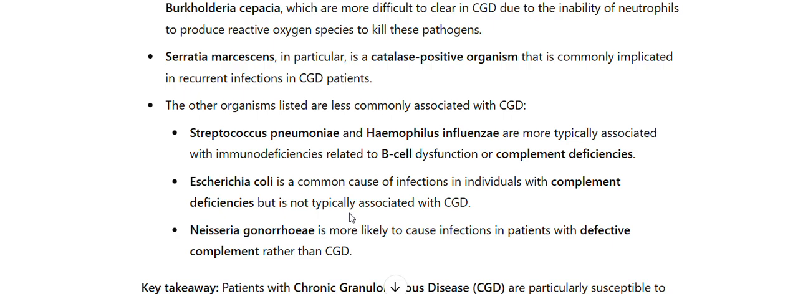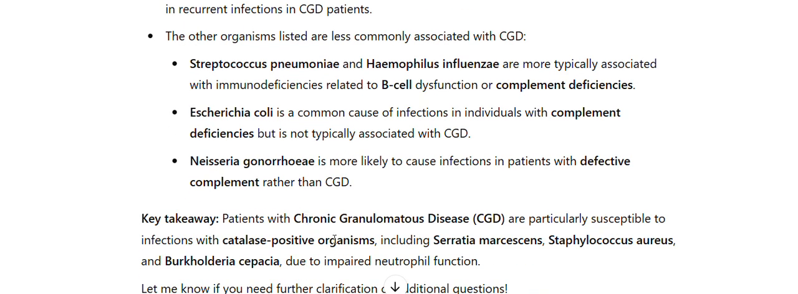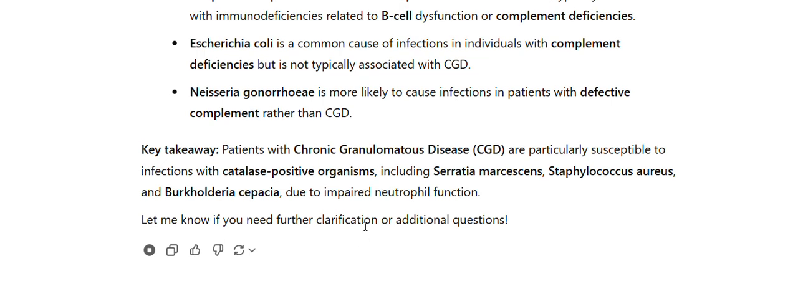Key takeaway: patients with chronic granulomatous disease, CGD, are particularly susceptible to infections with catalase-positive organisms, including Serratia marcescens, Staphylococcus aureus, and Burkholderia cepacia, due to impaired neutrophil function.